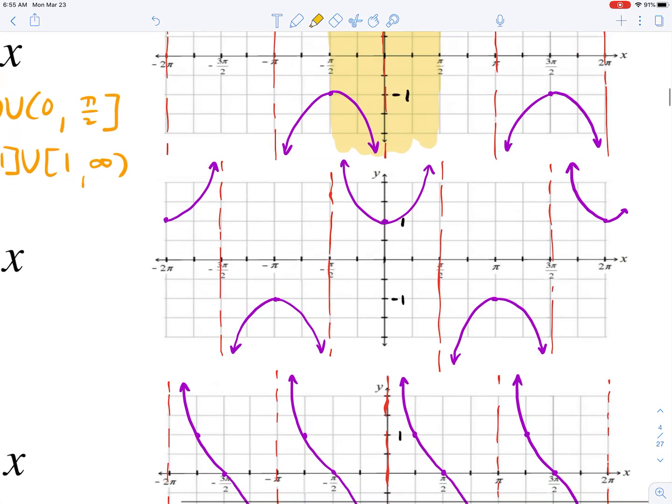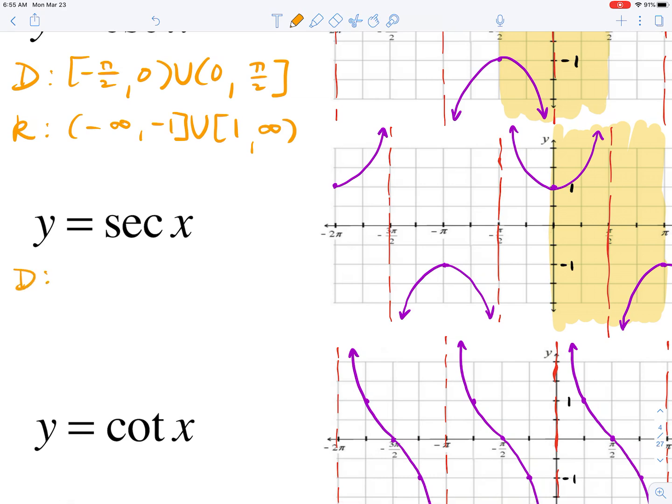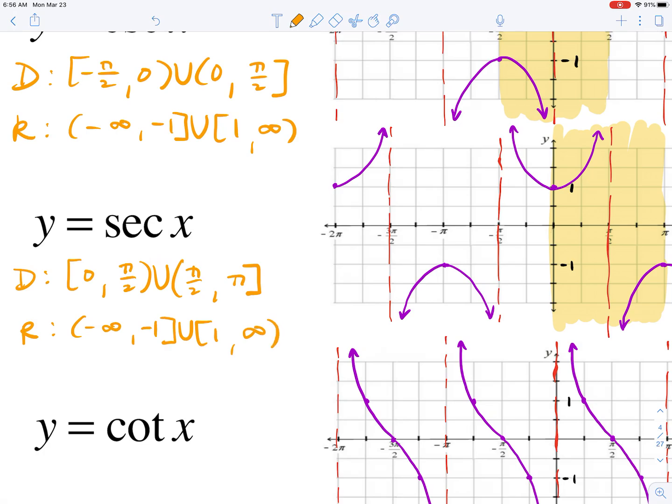Okay, same idea for secant. We need basically half of an upward facing U and half of a downward facing U, but close to the origin. So we're going to use from 0 to pi. So the restricted domain of secant will be 0, and then we have to exclude pi over 2 because secant is undefined at pi over 2, up to pi. The range, like cosecant, will be negative infinity to negative 1, union 1 to infinity.